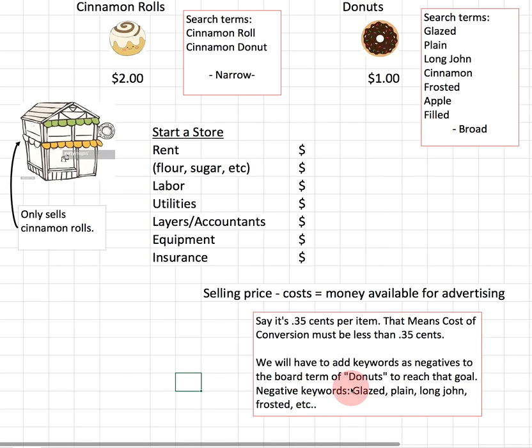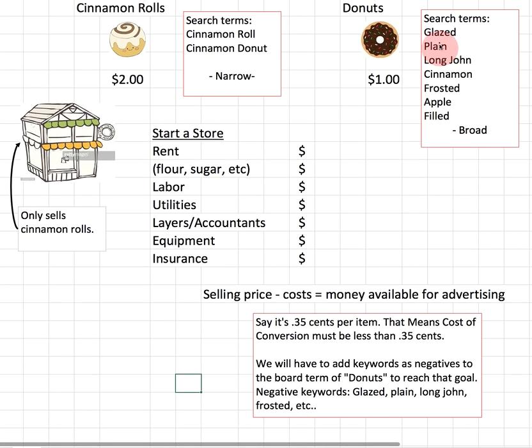So we're going to have to add some keywords as negatives if we're going to use this broad term of donuts to reach that goal. In other words, if we're bringing in a lot of visitors to the site through our broad terms like glazed donuts and frosted, and none of those people are buying, then our costs keep climbing, and they may eventually get higher than 35 cents per donut sale.